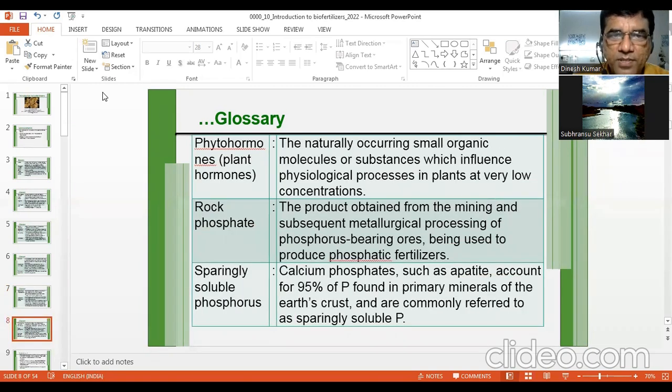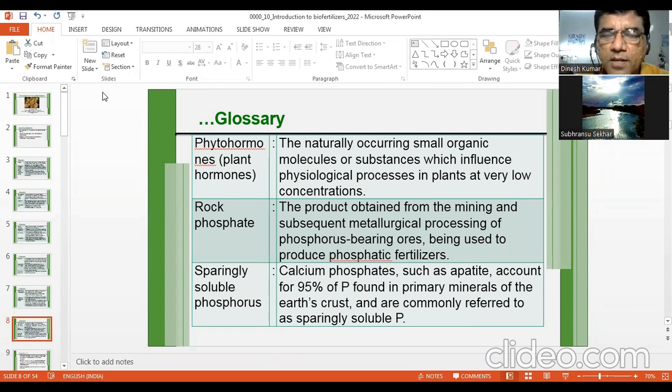Just the last slide of this glossary. Phytohormones or plant hormones, same. The naturally occurring small organic molecules or substances which influence physiological processes in plants at very low concentration.